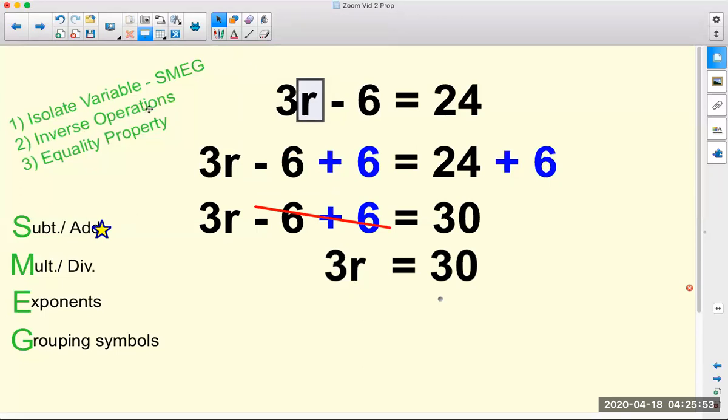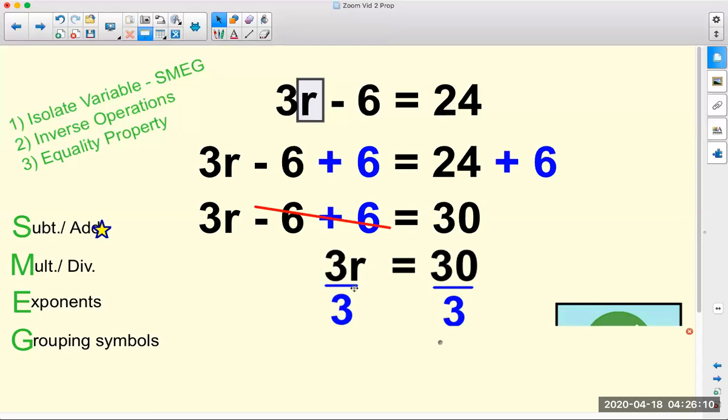What's the inverse of multiplying by 3? Dividing by 3. Where are we going to divide by 3? On both sides of the equal sign. That looks like this.